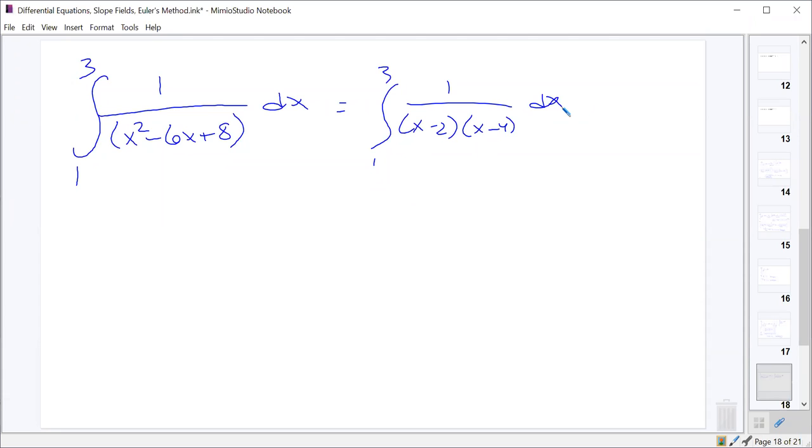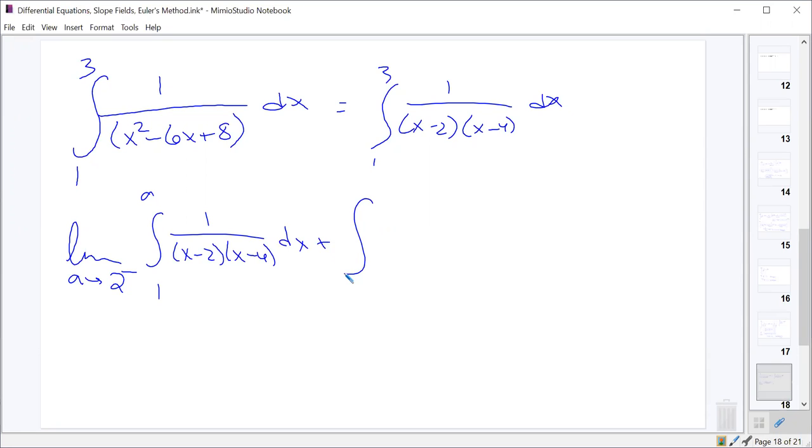So 1 would be the integral from 1. In fact, let's make our lines a little easier here. I think I got this figured out. The limit as a approaches 2 from the left of the integral from 1 to a of 1 over x minus 2 times x minus 4.